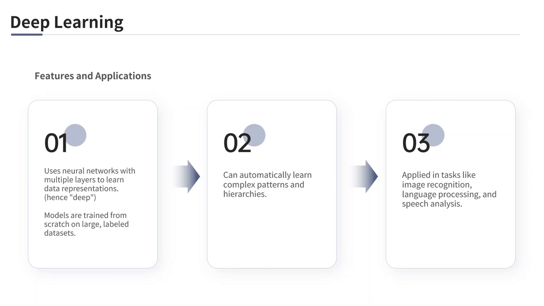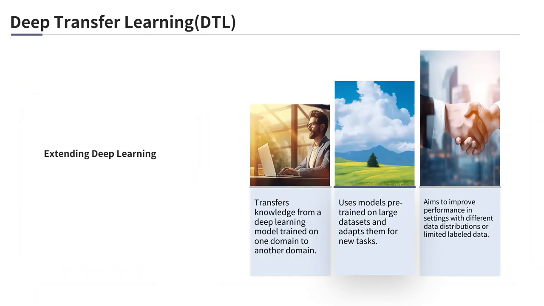So deep learning models are typically trained from scratch on large labeled data sets, and the goal is to optimize the model for specific tasks within a single domain. So DTL, extending deep learning. Basically, look at it as deep learning, but extra. It goes an extra mile. It uses that information learned from transfer learning, and it goes into a deeper representation learned by the deep learning model, trained on one domain, the source domain, and applies it to another domain.